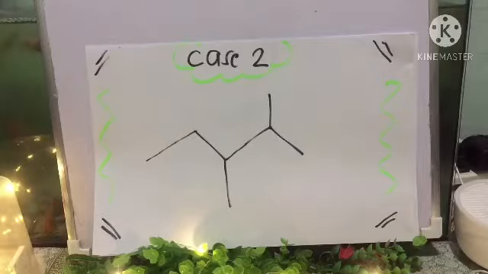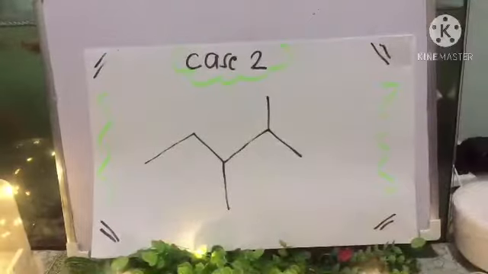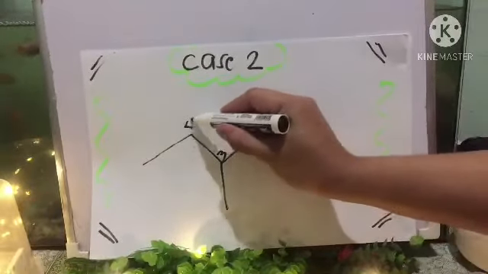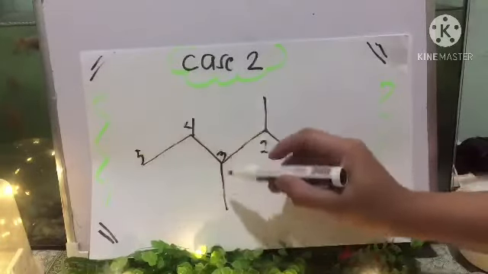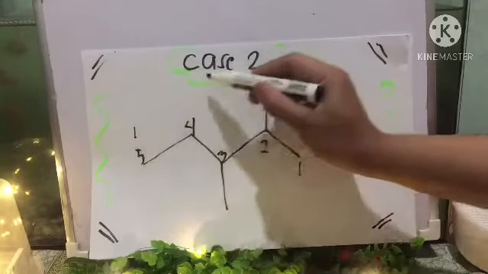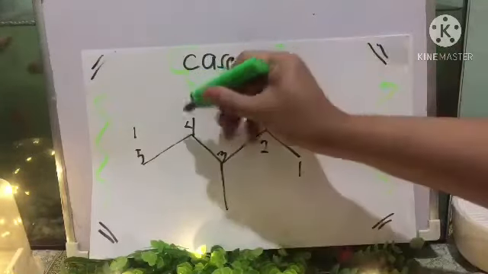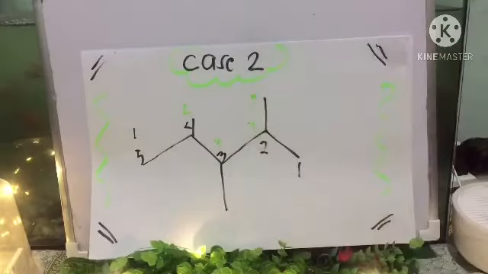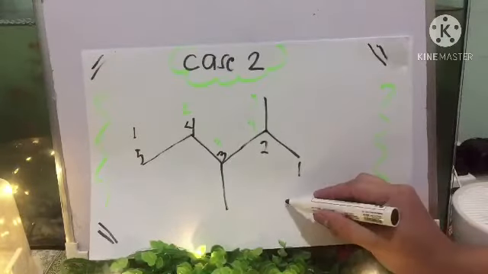So step 1, find the longest carbon chain. We have 1, 2, 3, 4, 5, or 1, 2, 3, 4, 5 this way. Okay. We know that 5 is the longest carbon chain, so the prefix for 5 is pen. So we write pentane.